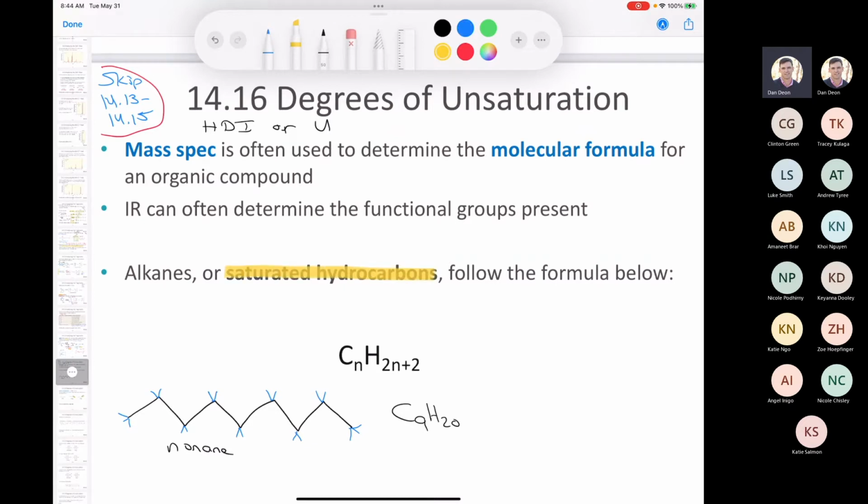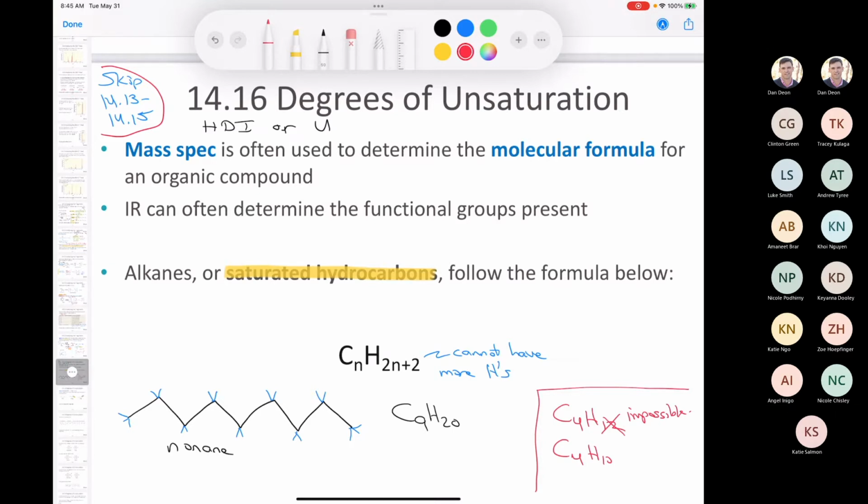You cannot have more than 2n plus 2 hydrogens in an organic molecule. It's impossible. Cannot have more H's. Sometimes I'll teach nursing chemistry, and I remember in one of their final exams there was a question about which one of these molecular formulas is unreasonable, and one of them said C4H12. And what the students had to put together is that if you have C4, the maximum number of hydrogens you could have would be 10, 2n plus 2. This is impossible. So that's kind of the take-home message from that. You need to know the maximum number of hydrogens in a saturated hydrocarbon is 2n plus 2.